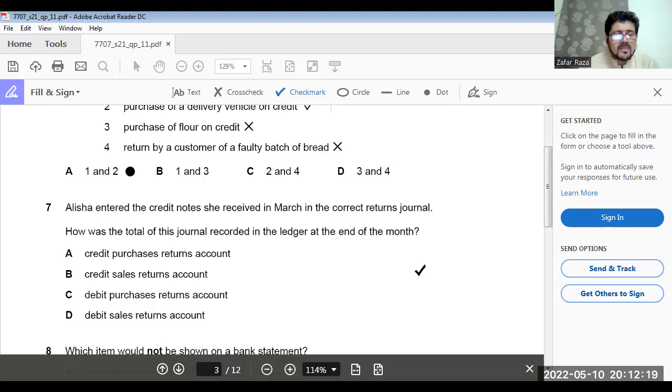Okay. Alicia entered the credit notes she received in the month of March in the correct return journal. How was the total of this journal recorded in the ledger at the end of the month? Now, what happens when we total sales returns? She is not issuing credit notes. She is receiving credit notes, so it must be purchase returns account.